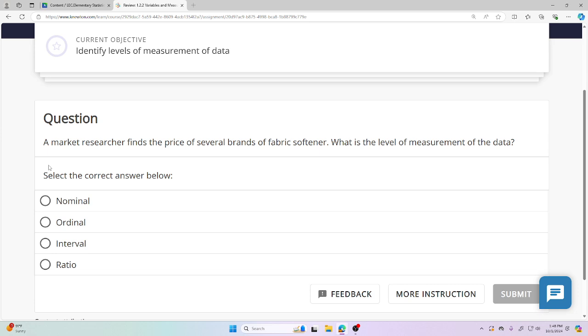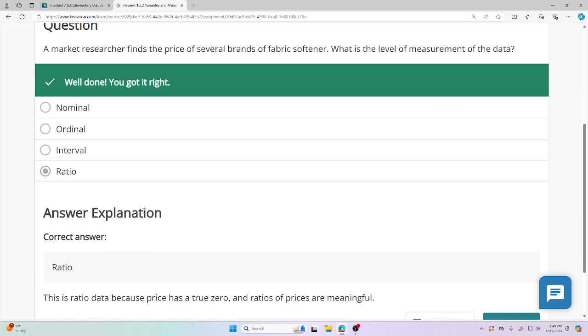So the market researcher finds the price of several brands of fabric softener. What's the level of measurement? What's price? Is it mathy or not mathy? It's mathy, so it's one of these. Is zero the very least it could ever be? Zero price is free. Ratio. Could it be negative? Can they pay you to take it? Please take my fabric softener, I'll pay you. I guess, but we're going to click ratio.